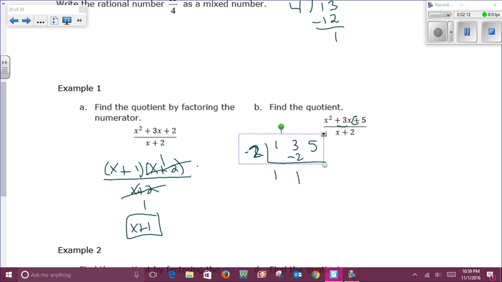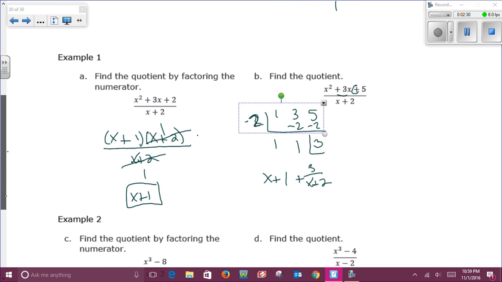-2 times 1 is -2. 5 and -2 is 3. So that means my answer is x plus 1. And then remember what we did with this. We added 3 over x plus 2. So I had a remainder there.